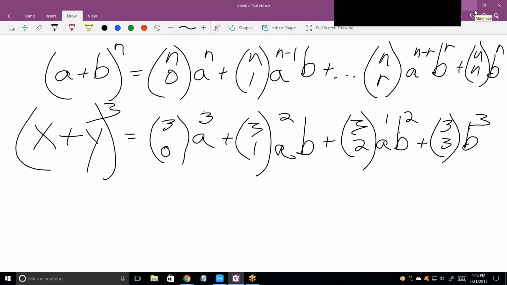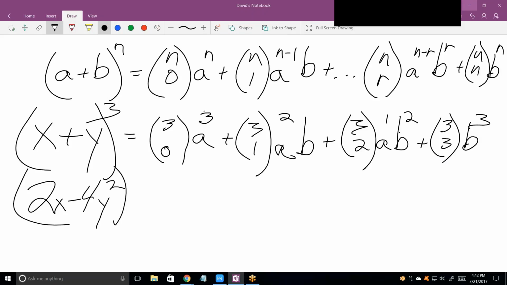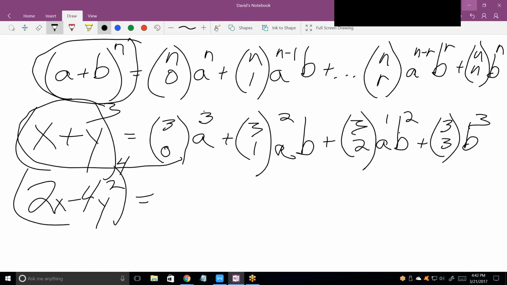So we've got 2x minus 4y squared all to the 4th power. So notice that we can use this definition. What's A? A is 2x. What's B? Negative 4y squared. Correct.